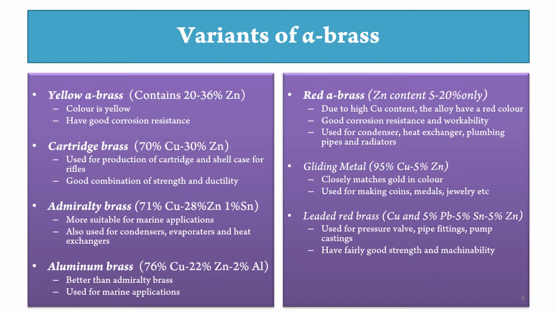It's a good combination of strength and ductility. Next one is Admiralty brass: 71% copper, 28% zinc, and 1% tin. It is more suitable for marine applications. It's also used for condensers, evaporators, and heat exchangers. Next we have aluminium brass. It has 76% copper, 22% zinc, and 2% aluminum. It is better than Admiralty brass. It is used for marine purposes.